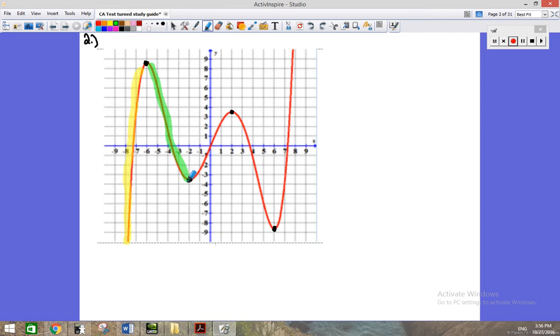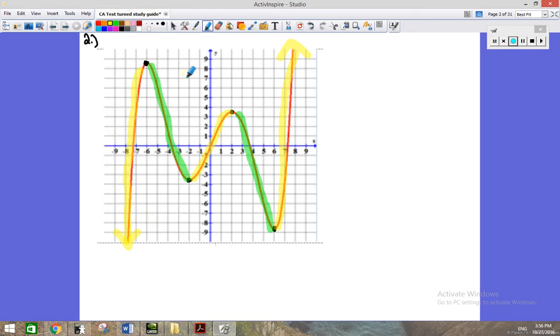But then there's a min there and it turns and it changes. It starts going up again. So it changes from decreasing to increasing. Then it changes again and now it's decreasing. And then it changes again. And now it continues to go up forever off of the graph.